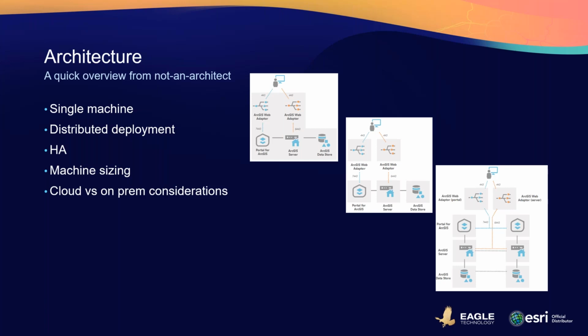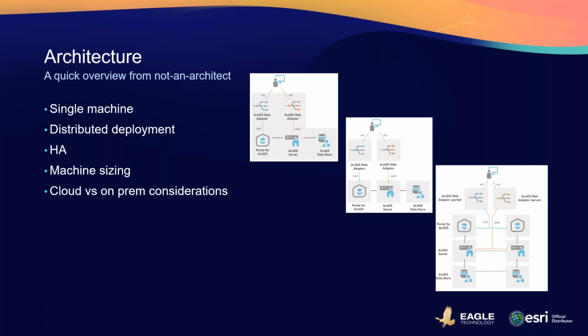So the single machine deployment is, as it suggests, a simple all-in-one deployment. You've got your web adapter, portal, hosting server, and data store all on one machine. These are really good for smaller non-production systems that don't need a lot of capacity to deal with high demand. However, this approach can cause some resource contention, as obviously all of your ArcGIS components have to share disk, CPU and memory.